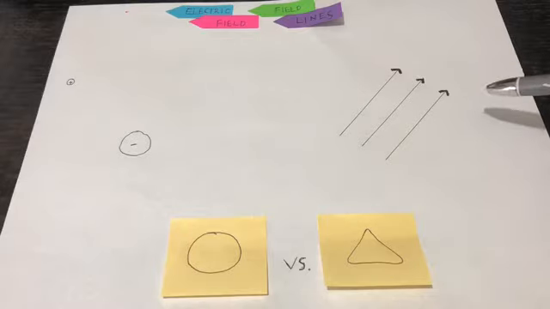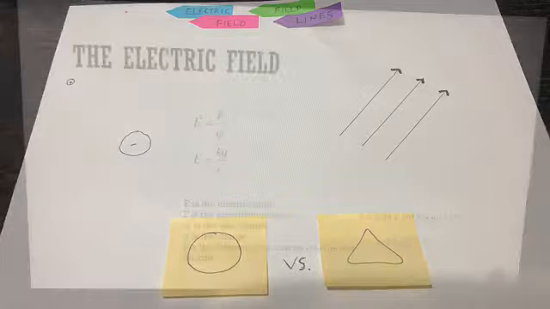Next, we have these field lines. What the heck are those? What does it mean that they're pointing this way, and that they're that far apart? And then finally, we're going to talk about conductors. And does it matter if it's an imperfectly drawn circle or an imperfectly drawn triangle? I don't know, let's figure it out.